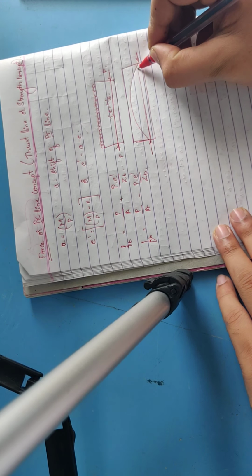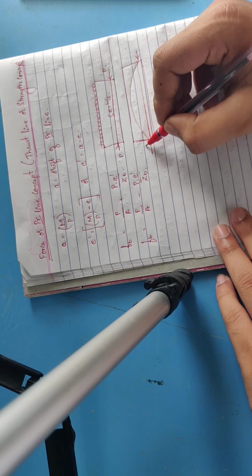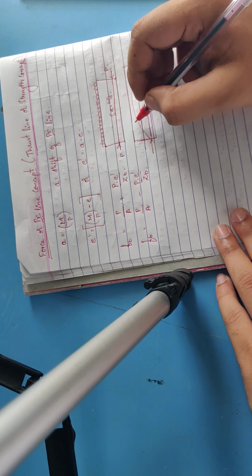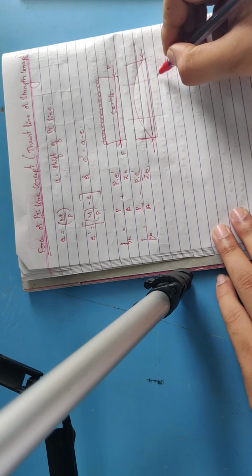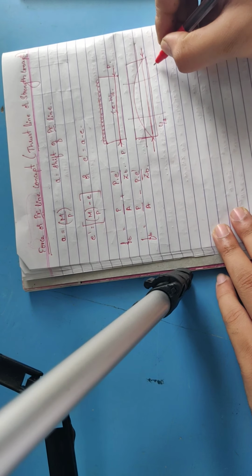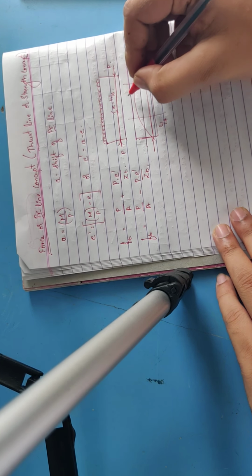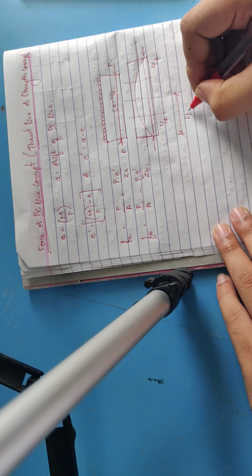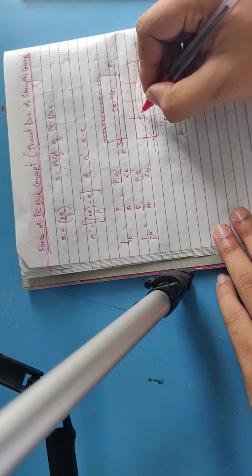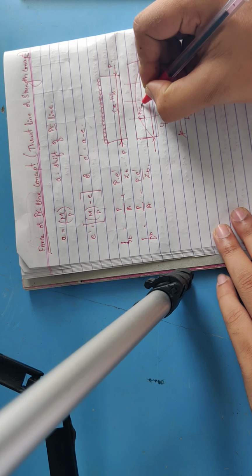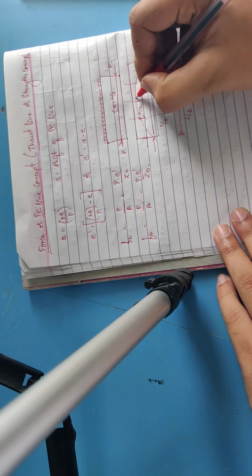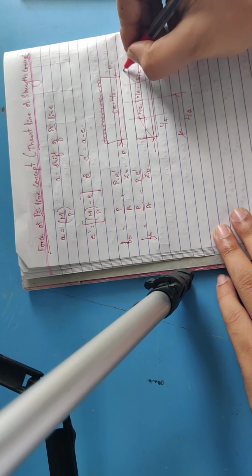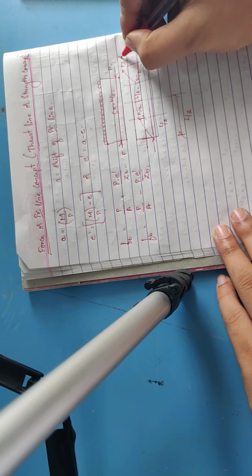This is our tendon or cable. This is our neutral axis or centroidal axis. Suppose this is L by 4, and this is the center of the beam, L by 2. Here the shift will be h by 2, here it will be h by 6, and here it will be h by 2. This is our pressure line.